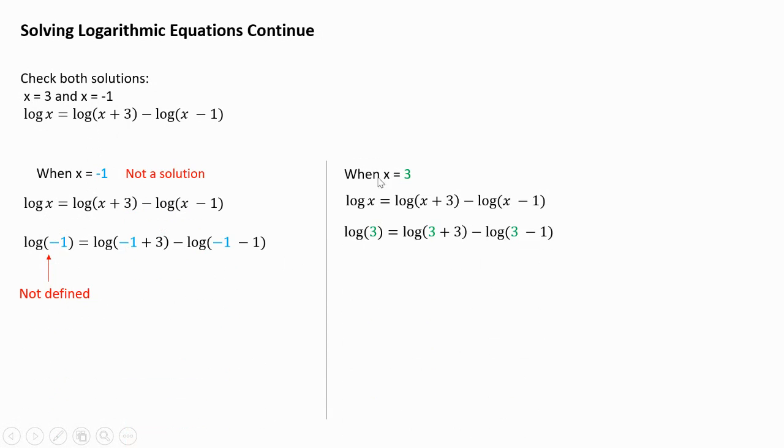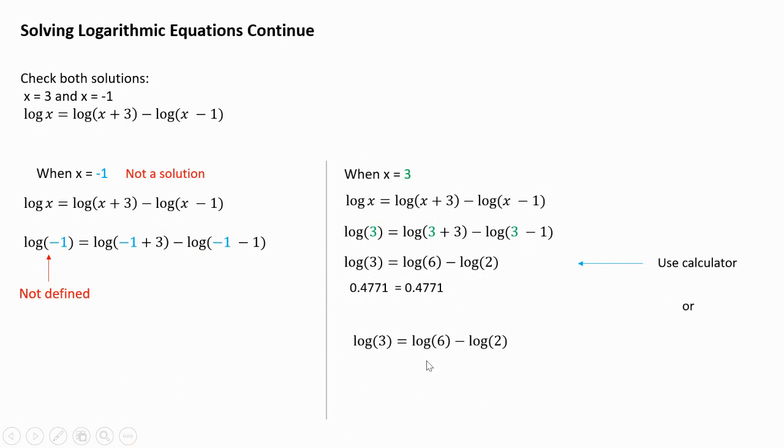Right, so when x is 3, we plug in 3 for every x. So now it gives us log of 3 equals log of 6 minus log of 2. If you put that in the calculator, this will be the answer. But we can also do it another way, by hand.